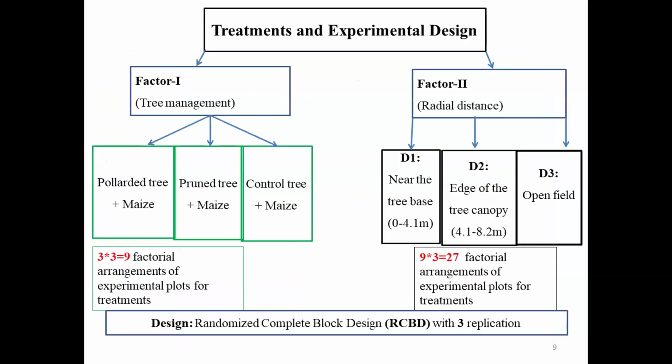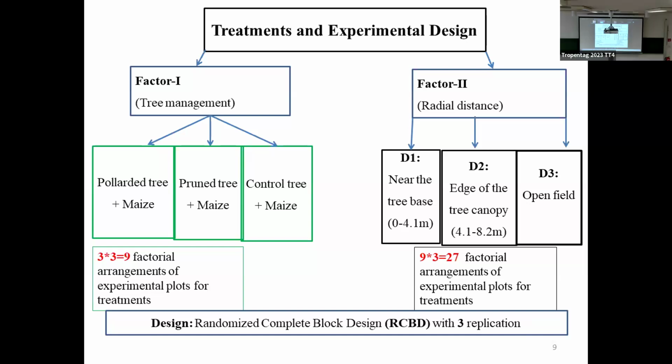The experimental design has two factors. The first is tree management. The second is tree radial distance, that means the distance from the tree trunk, which we divided into three: near the tree trunk, the edge of the canopy, and open. The tree management treatments are pollarding, pruning, and a control, neither pollarded nor pruned.